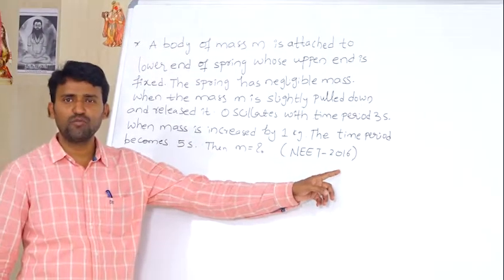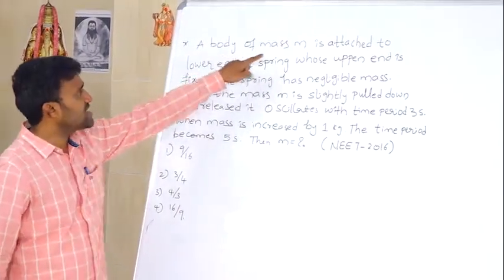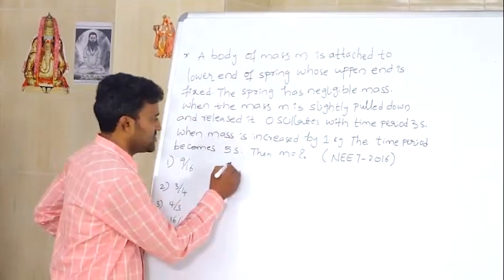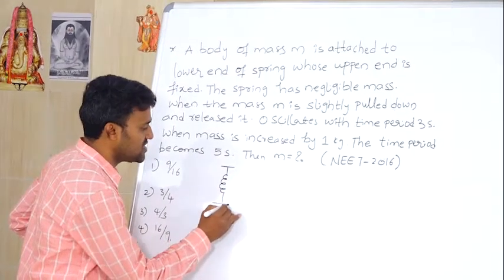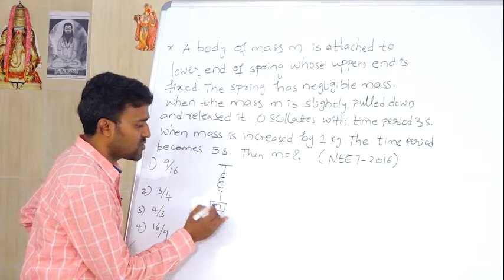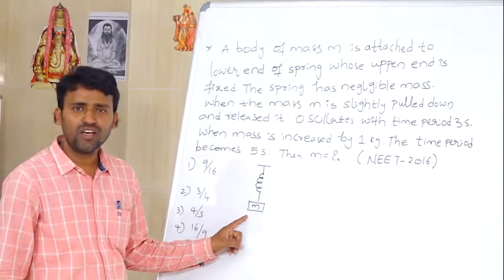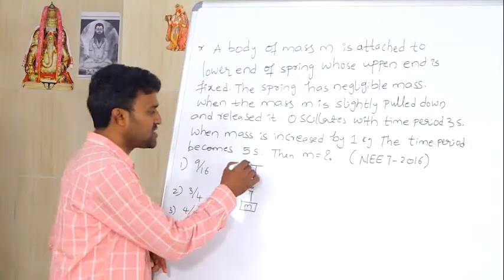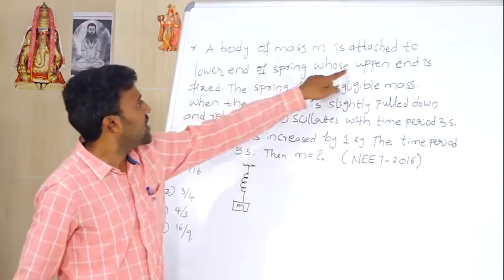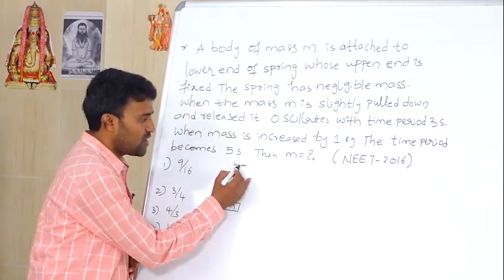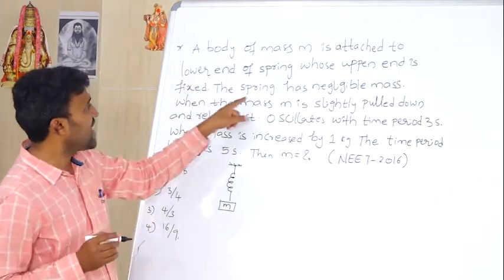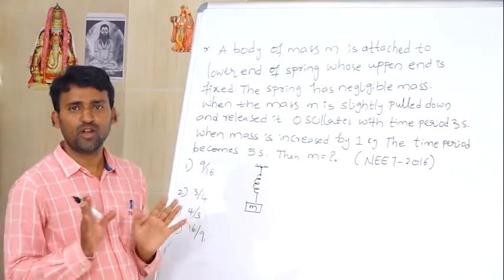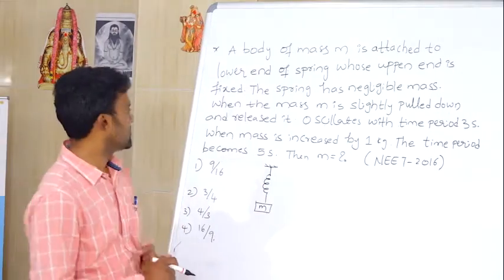Now NEET 2016 problem. Here a body of mass m is attached to the lower end of a spring. I am taking the mass of the body as m. It is attached to the lower end of the spring. This is the lower end of the spring and this is the upper end of the spring, and the upper end is fixed. The spring has negligible mass. We are not going to consider the mass of the spring.